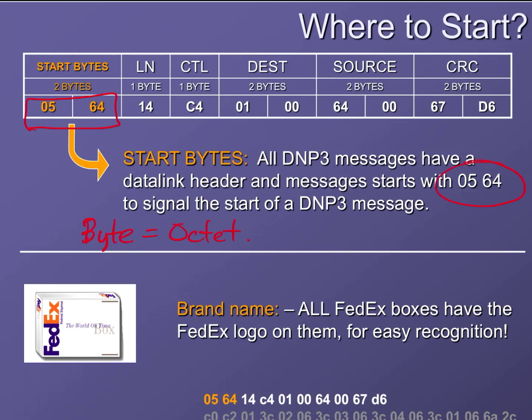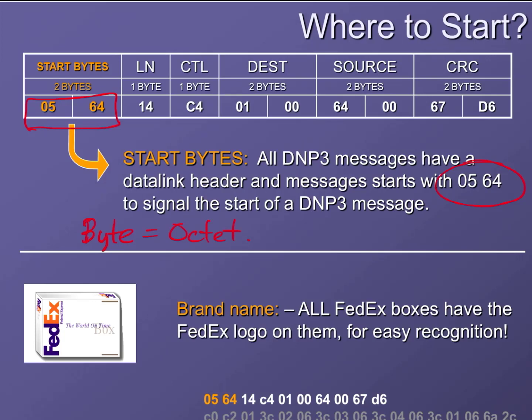Now there's all sorts of rumors or things that I've heard as to why we have 0564. The rumor is that the designer's daughter's birthday was May 1964. But in any case, that is clearly identifying our data link header as a DNP message.